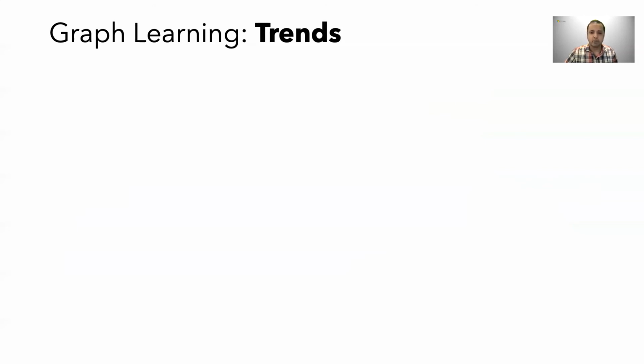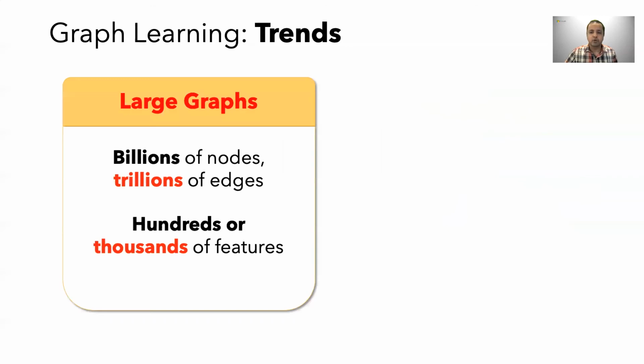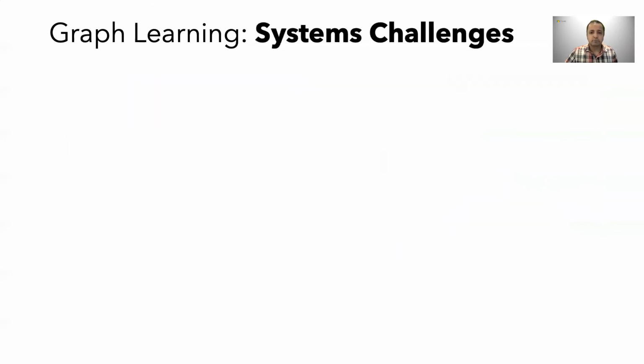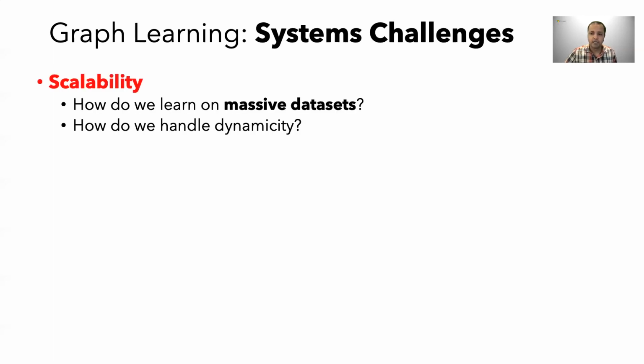Due to their success in many domains, there is now a demand to apply graph learning to large graph inputs. Graphs with billions of nodes and trillions of edges are very common in industry. Second, graph learning architectures have started becoming increasingly sophisticated and complex. This has opened up several opportunities for us in the systems and networking community. Here is a brief sampling of some of the most pressing systems challenges in graph learning.